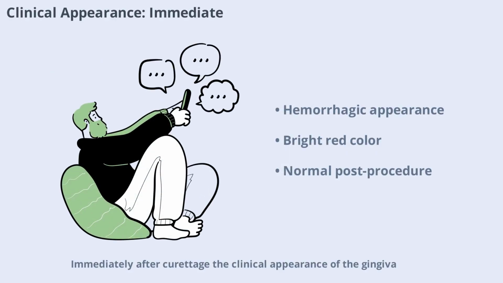Immediately after curettage, the clinical appearance of the gingiva is typically hemorrhagic and bright red. This is a normal response to the procedure and reflects the increased blood flow and inflammatory response at the wound site. Patients should be reassured that this appearance is expected and will improve with time.